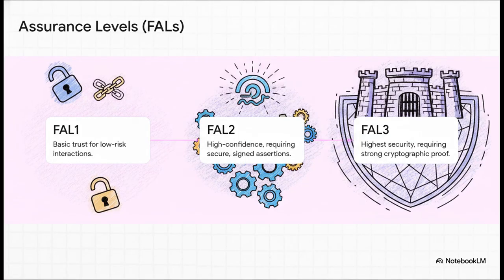And part of that rulebook defines different levels of trust. They're called Federation Assurance Levels, or FALs. Think of it like this. FAL1 is for pretty basic low-risk stuff. FAL2 is what you see most of the time. It requires those secure, signed assertions we just talked about. And FAL3? That's the digital Fort Knox. It's the highest level of security used for really sensitive things.